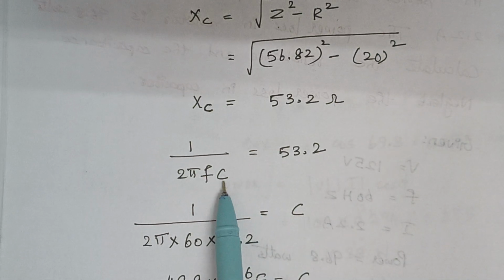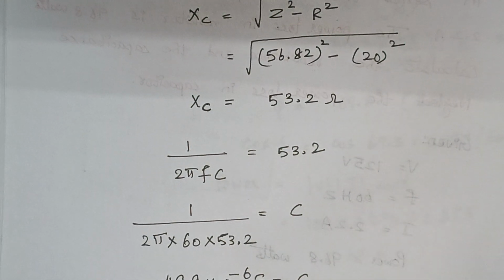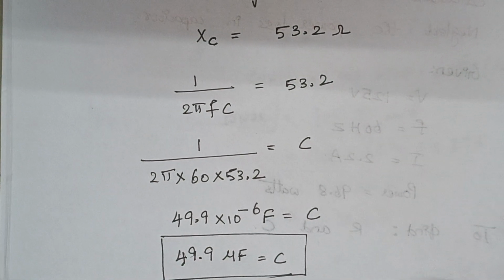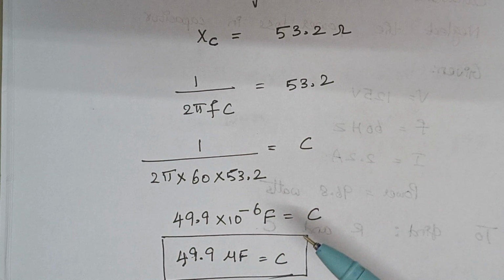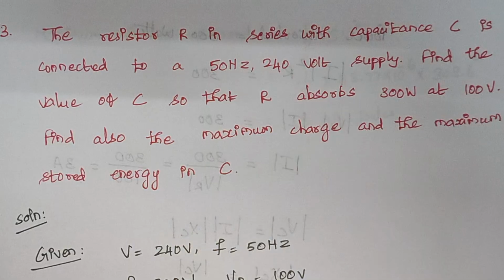So I am moving C to this side. I am shifting this 53.2 down. So here once you solve, the value of C is calculated as 49.9 into 10 to the power minus 6 farad, or simply 49.9 microfarad. You can even write it as 50 microfarad because more or less the values are the same, right? So the second problem gets over here. We will move to the third problem.